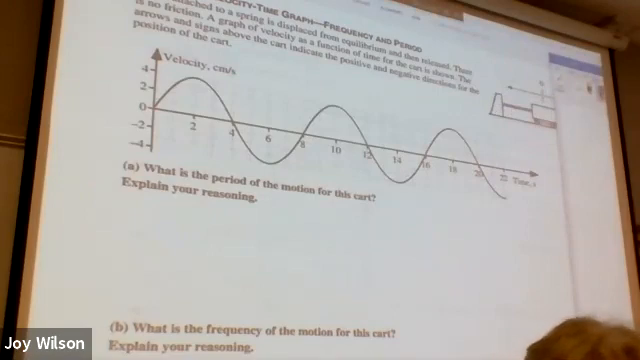Okay. So what is the period of motion for this car? Explain your reasoning. I'm going to give you time to think. Feel free to discuss with the people around you. So you can look at each other and tell each other what you think, but you might want to think first.